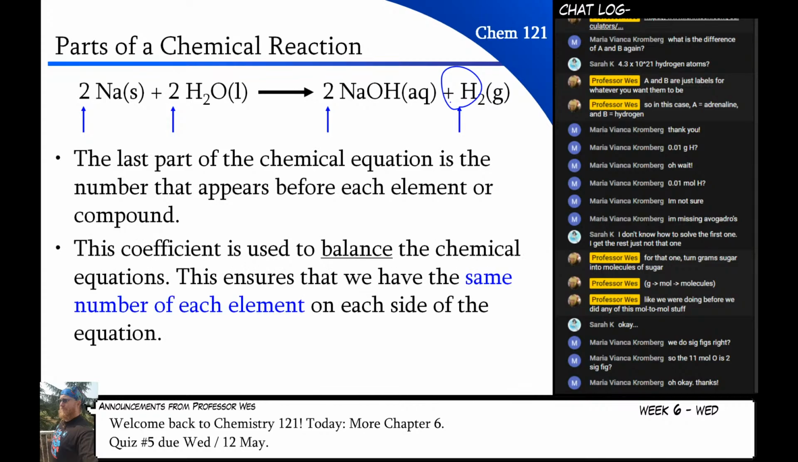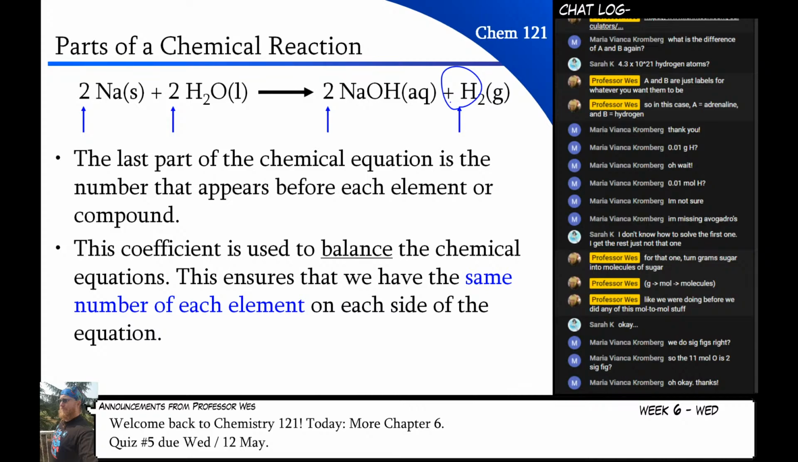The objective of balancing your chemical equation is to ensure that you are obeying the conservation of matter. What is the conservation of matter? The conservation of matter is a statement that says any matter you start with, you must also end with. So I cannot create or destroy matter.